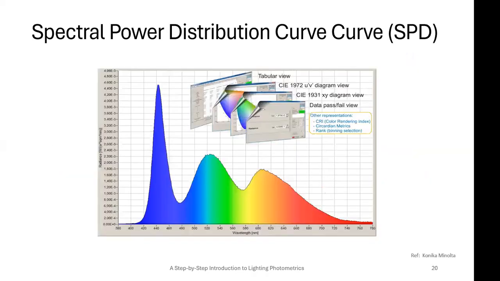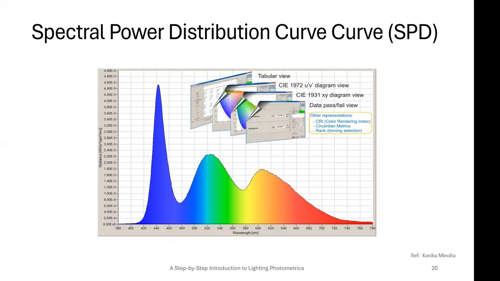Next thing we're going to talk about is the spectral power distribution curve. We saw this earlier in one part of the photometric report. You'll see it goes from 380 to 780 nanometers. That's 1/1000th of a meter. And the visual spectrum, to the left of that is UV, and to the right of that is infrared and gamma rays and X-rays and so forth. So this is the visual part of the spectrum.